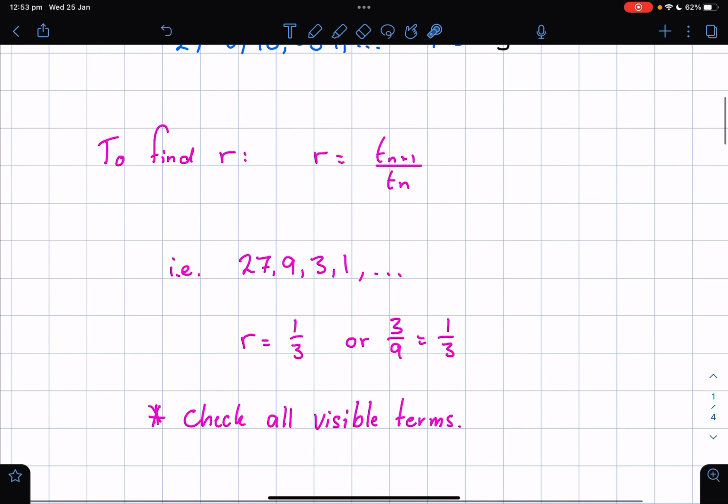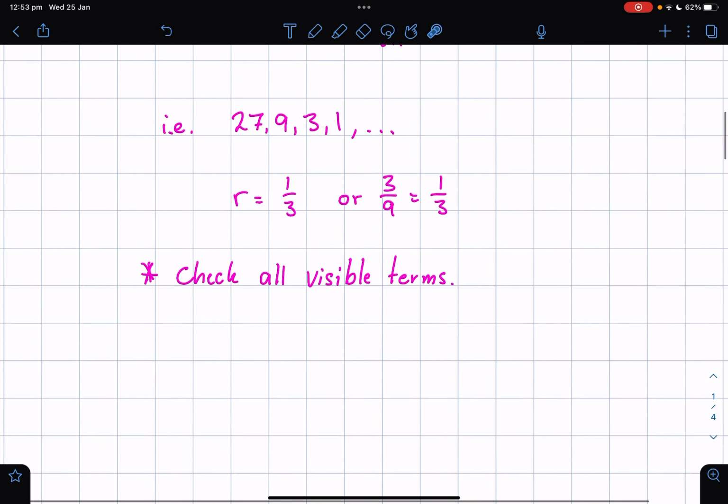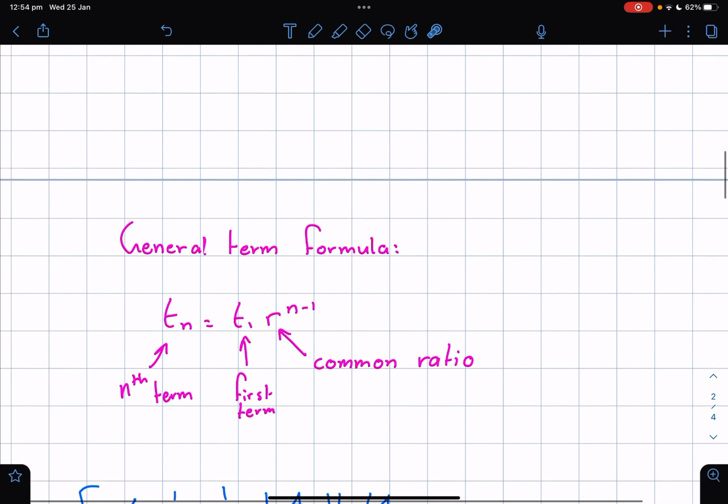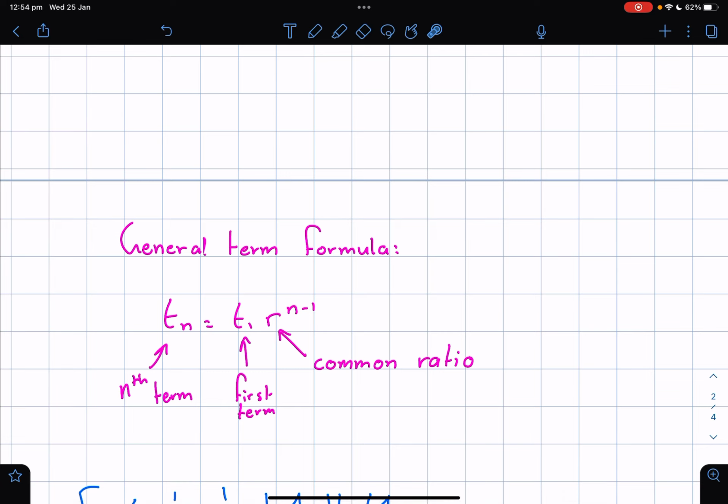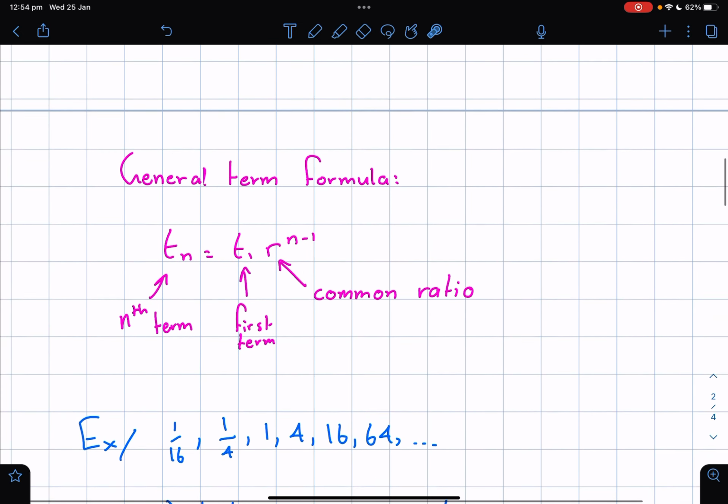So it is important that we check all visible terms to make sure our sequence is in fact a geometric sequence. We also have a general term formula for geometric sequences. The nth term, Tn, is equal to the first term, T1, multiplied by our common ratio to the power of n minus 1. So for the term you're looking at, for example the 10th, put 10 in for n here, and we go from there. Let's have a look at an example.